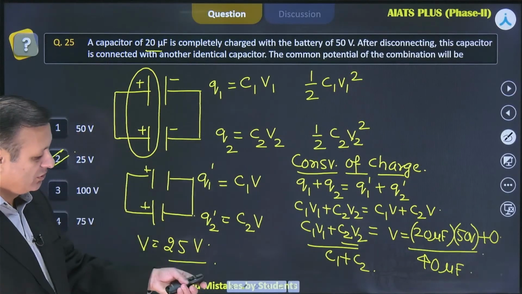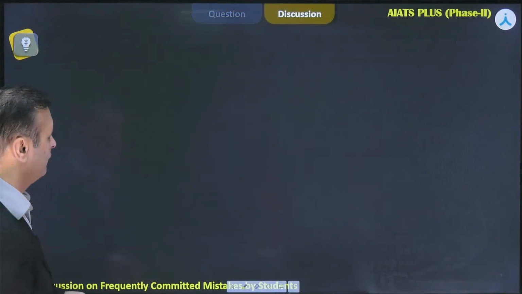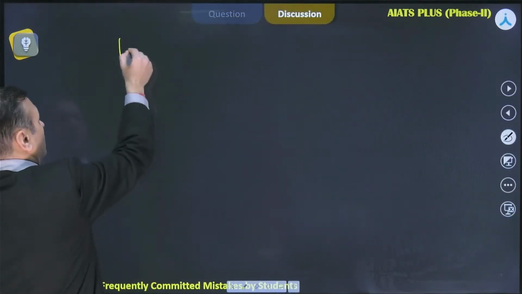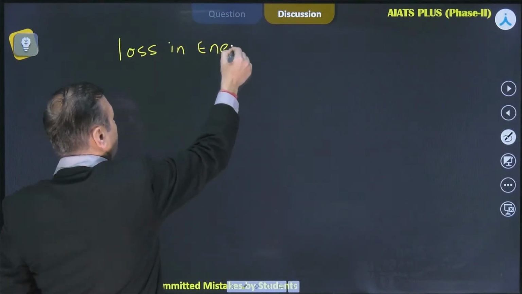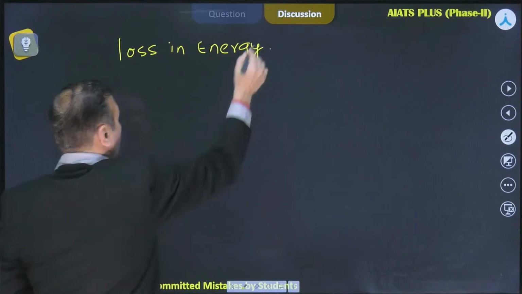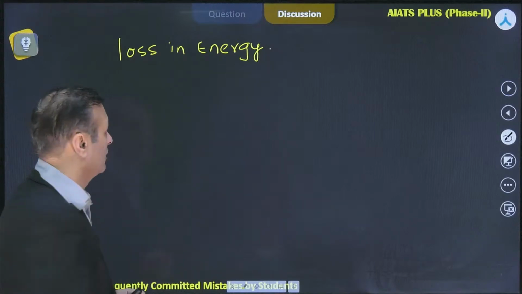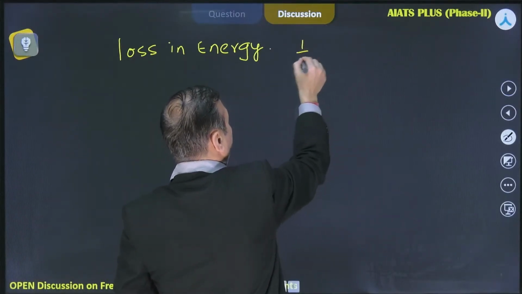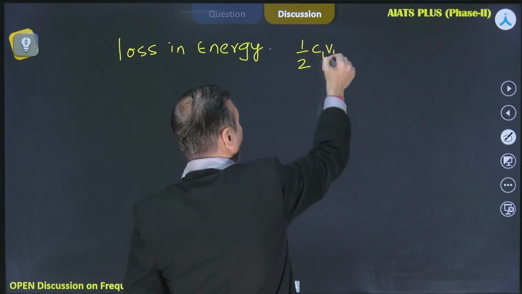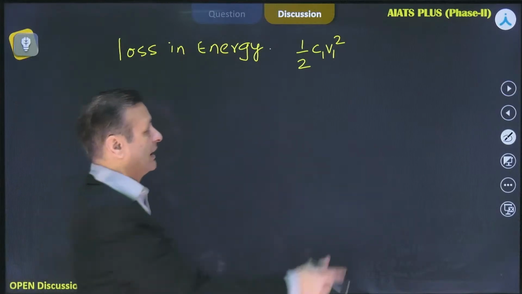We can find out the loss in energy also. If I give you the expression for loss in energy when charges are being exchanged just to attain the common potential. So what is the initial energy? Initial energy was, this is being carried by your capacitor 1.